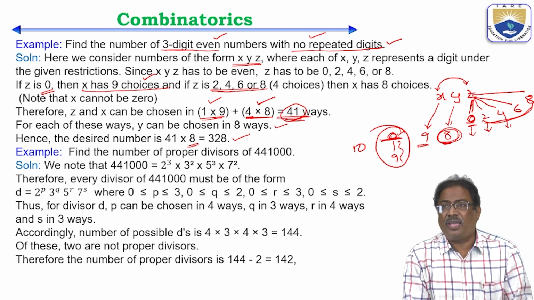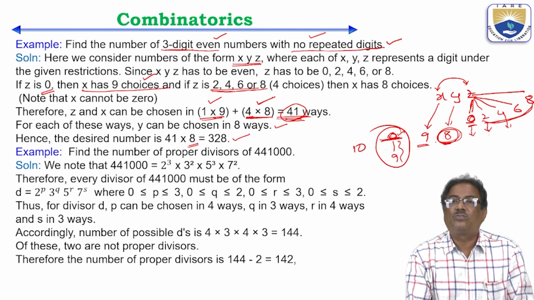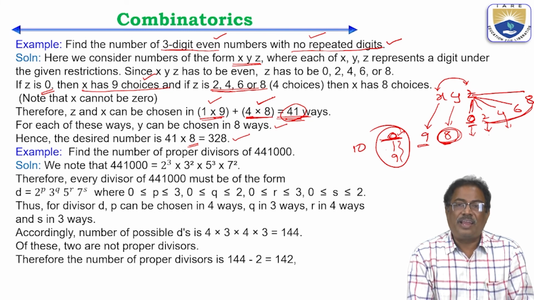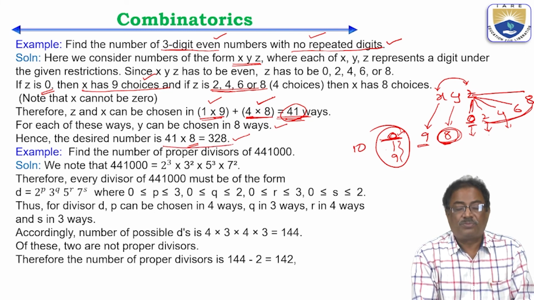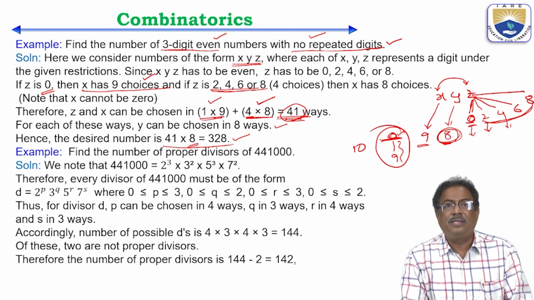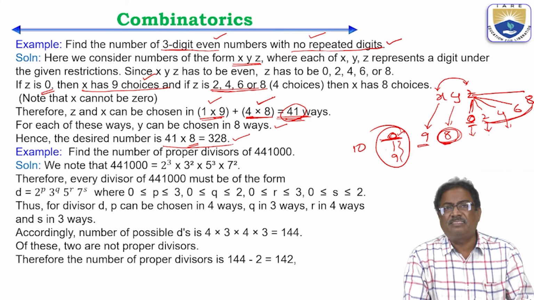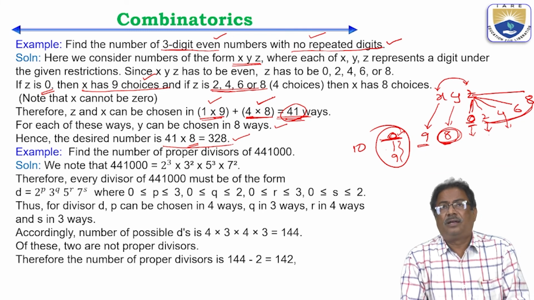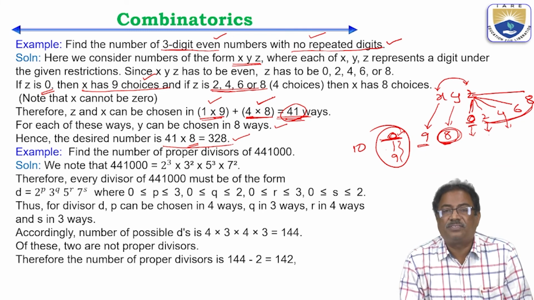And anyway, Y is going to be selected in 8 ways. So this is nothing but 328 ways that we can select. So this is the way that we are selecting the number of 3-digit numbers.